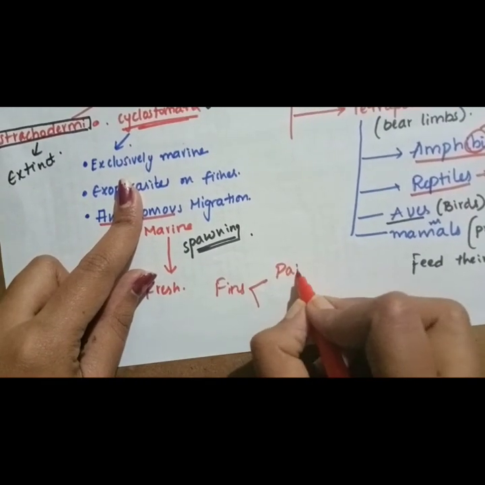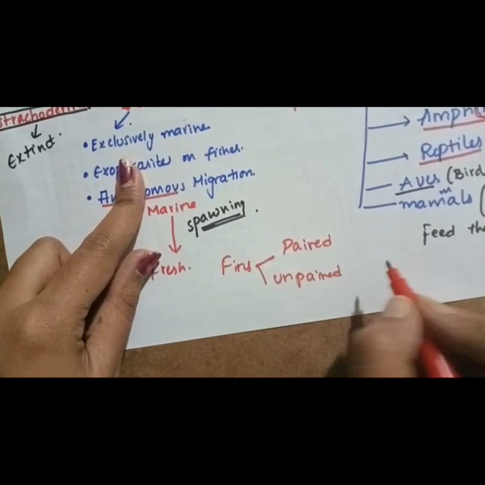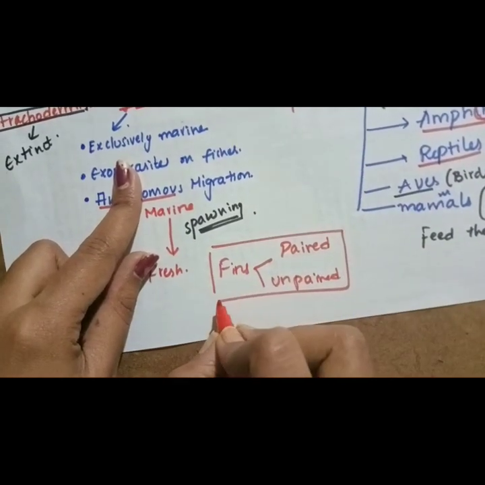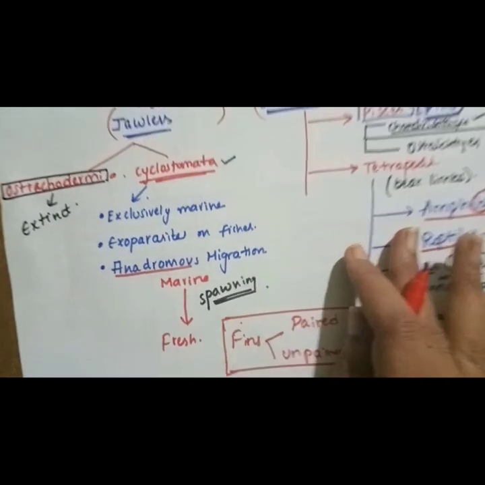Fins. In the next videos, I'll discuss fins. The fins are of two types: paired and unpaired fins. Paired fins are pectoral and pelvic fins. Unpaired are caudal, dorsal, and ventral. I'll discuss them clearly in the next class.